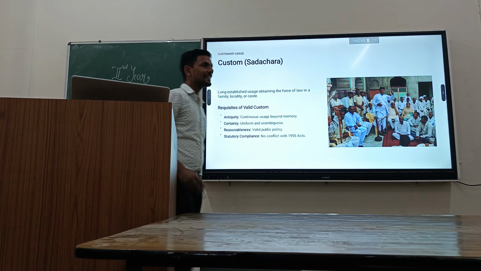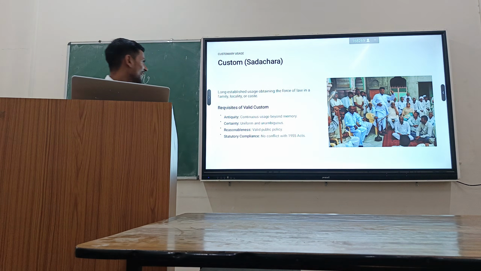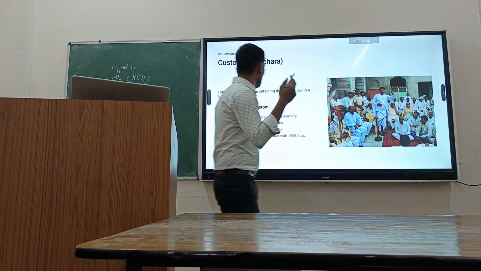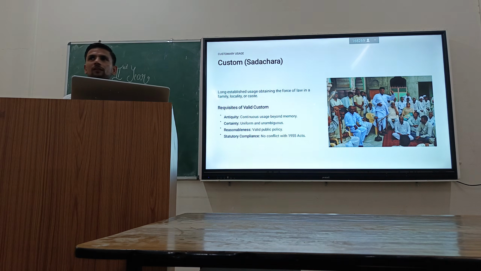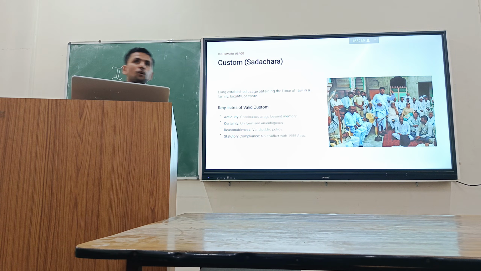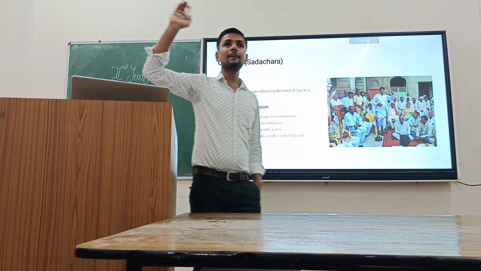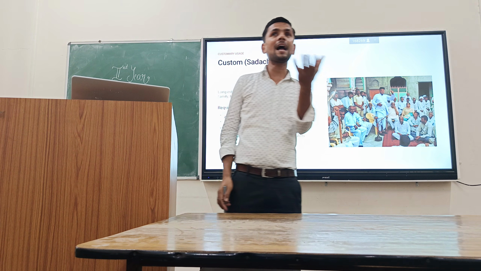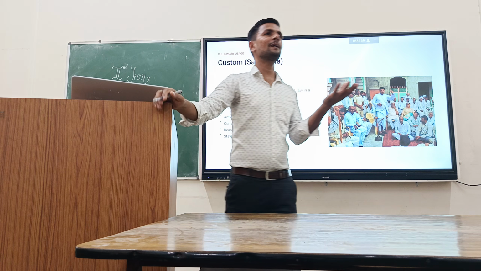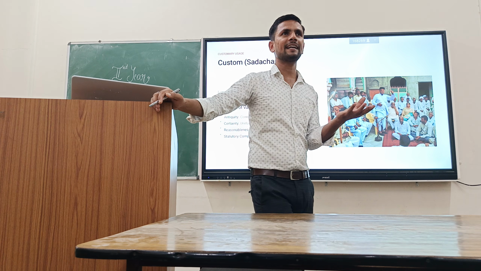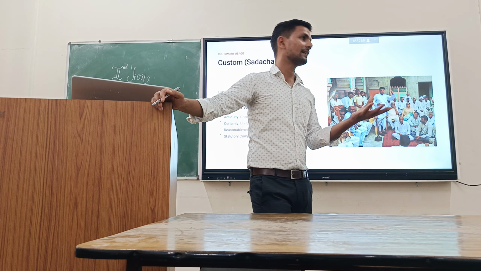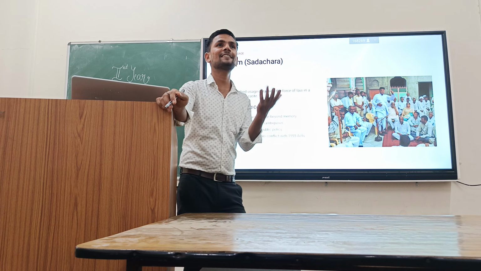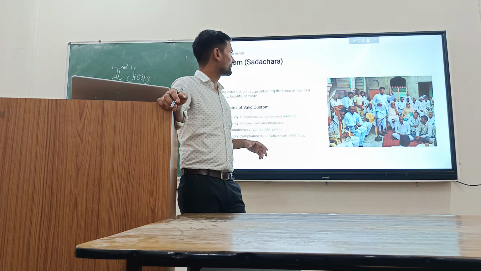Then the fourth one is customs, sadachar. It is a long established usage taking the force of law in a family, locality or caste. Now if suppose thousands of years back Vedas, Shrutis, Smritis were written, now we need to have some judgment or justice in a particular case. Now the situation has changed. Different circumstances are there. So how will that be justified? How will the judgment come?